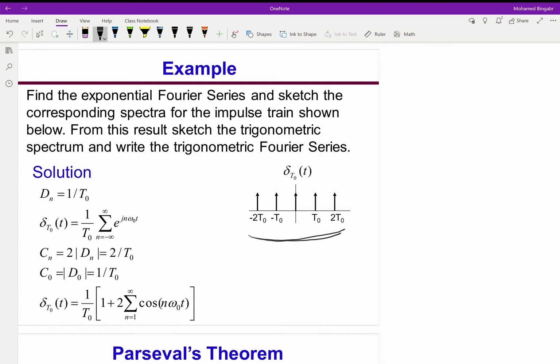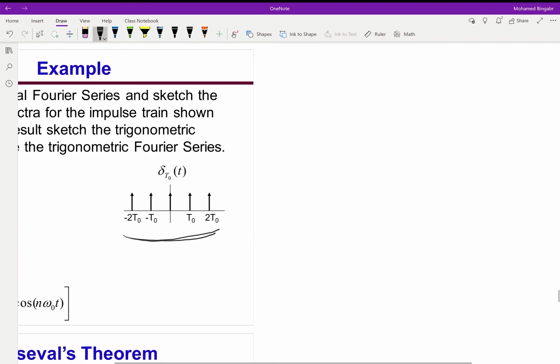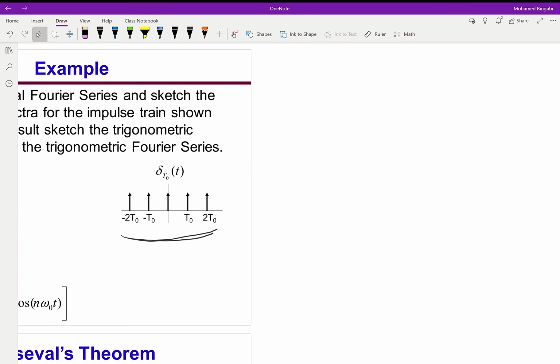And we're going to use the exponential method. So in this case, dn will be 1 over t0, the integral over a full period of the signal, which is an impulse in this case, e to the minus j n omega 0 t dt. And the integral of this one is 1 over t0.